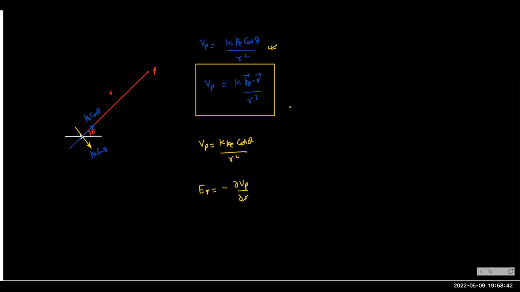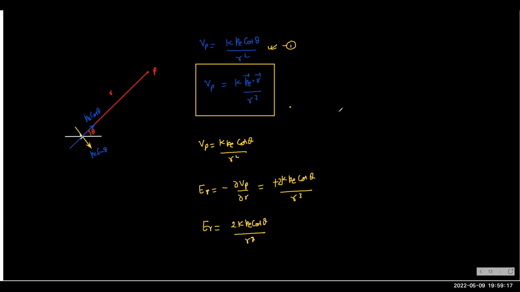Now you differentiate with respect to R, the radial value. If you differentiate equation 1 with respect to R, it will become minus 2 K P cos theta by R cube. And it will become a plus answer because minus of minus becomes plus, so E_r is 2 K P cos theta by R cube. You can see that we got the answer very directly and quickly, and the sign is also saying that the answer will be along the R direction.